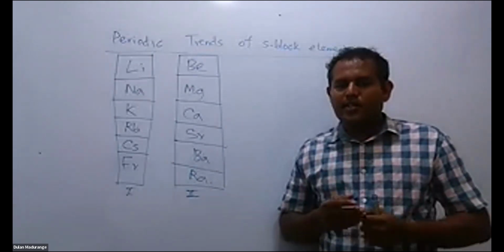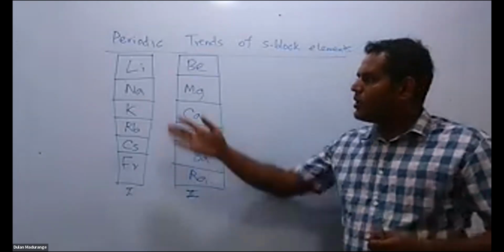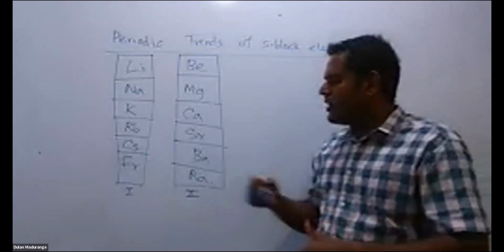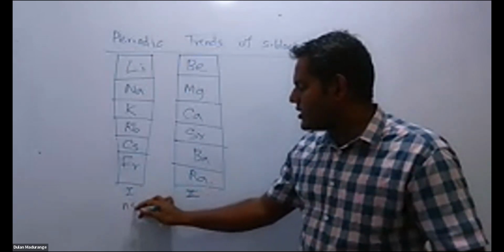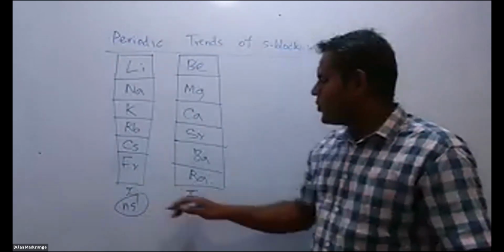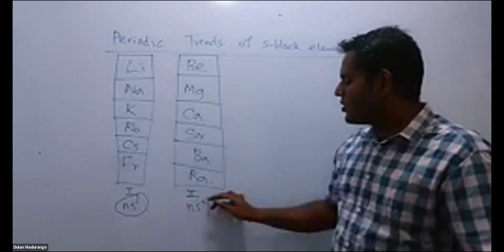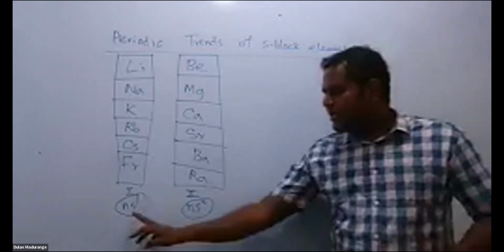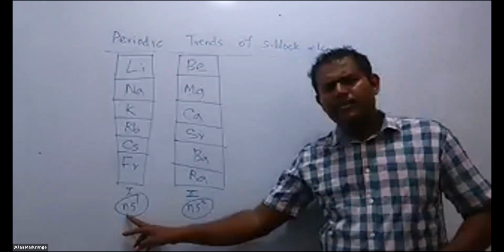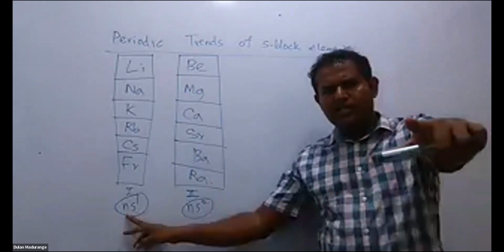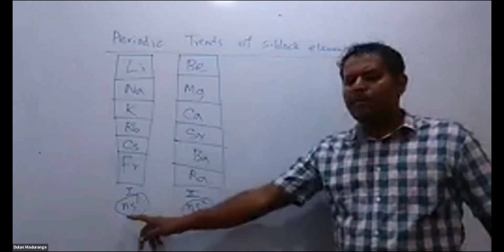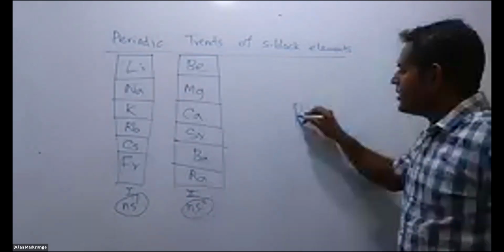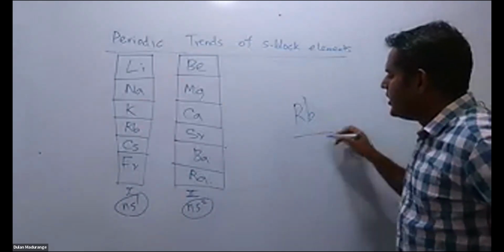You know, in the S block the final configuration is NS1 in group 1 elements. In group 1 elements, the common configuration is NS1. Group 2 elements, the common configuration is NS2, right? So then what is N? N means the period number, the number of the period.